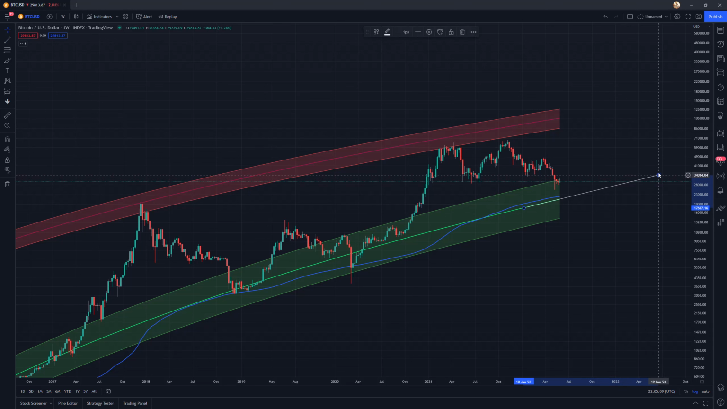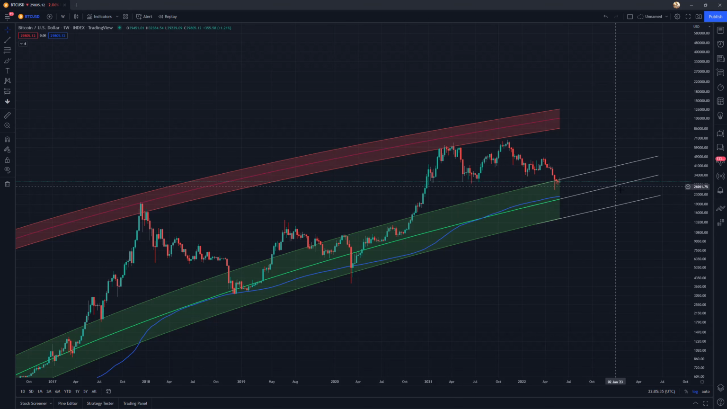So if we project these values out a bit and just extend them, you can see if we are to make some sort of bottom at the end of 2022, that could correspond to much higher valuations. So at the end of 2022, the midline of this regression curve will be around $28,000. The top will be around $40,000 and the bottom will be around $18,000.